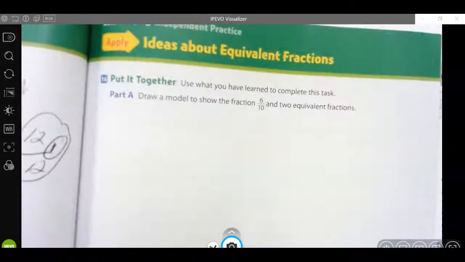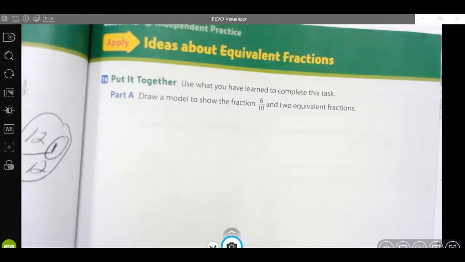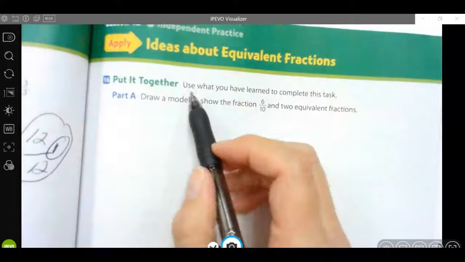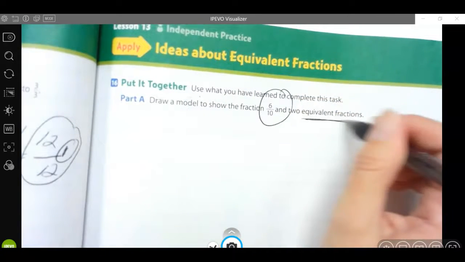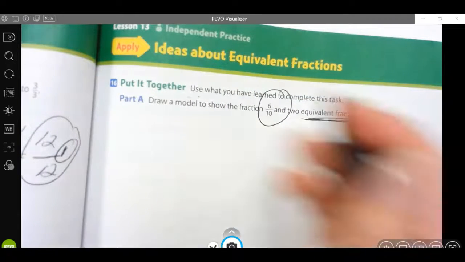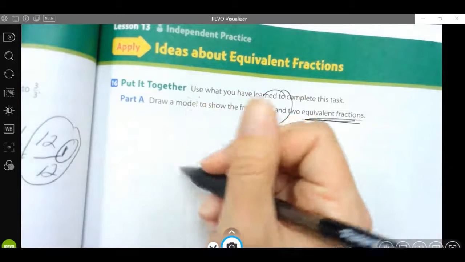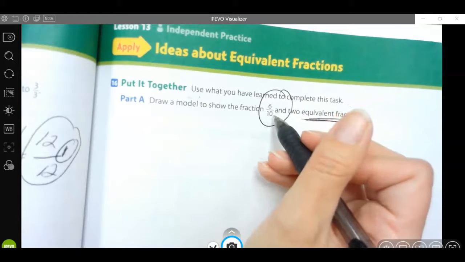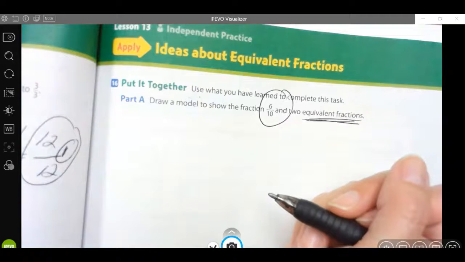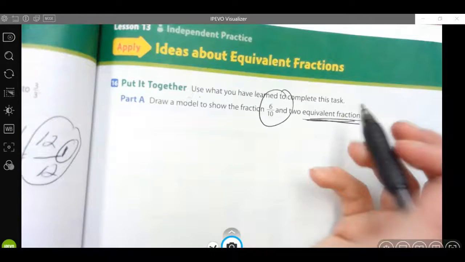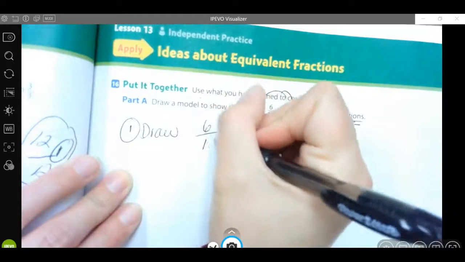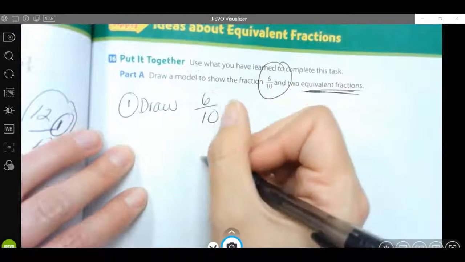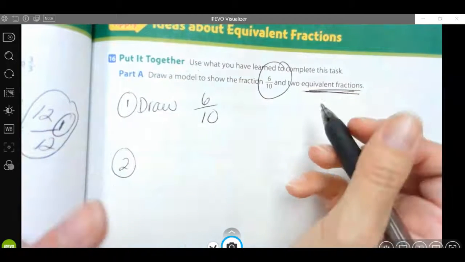Number 16. Okay. It says, use what you learned to complete the task. Draw a model to show 6/10 and 2 equivalent fractions. So I want you to draw a bar model or a circle model, whatever you want, with 10 equal pieces and shade in 6. And then I want you to find 2 equal fractions. So draw 6/10.